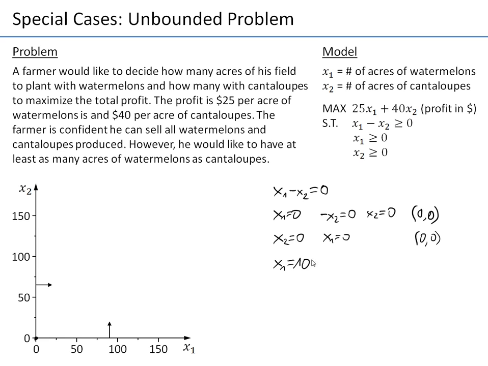Let's say I'll try x1 equals 100. So I plug into the constraint. I have 100 minus x2 equals 0, and that means x2 is 100, and that gives me a point with x1 100 and x2 100. So there is a point that will be somewhere here, right? Now I have 2 points. I can then draw the straight line.